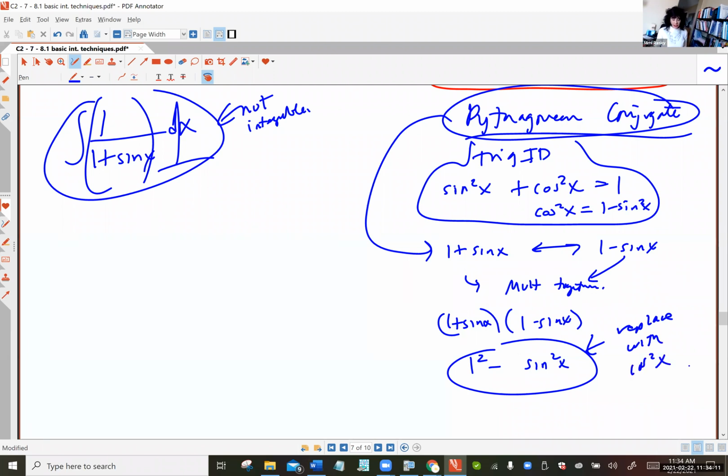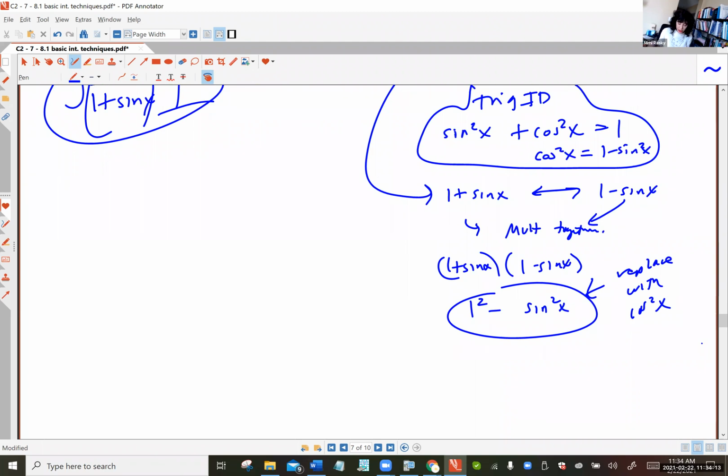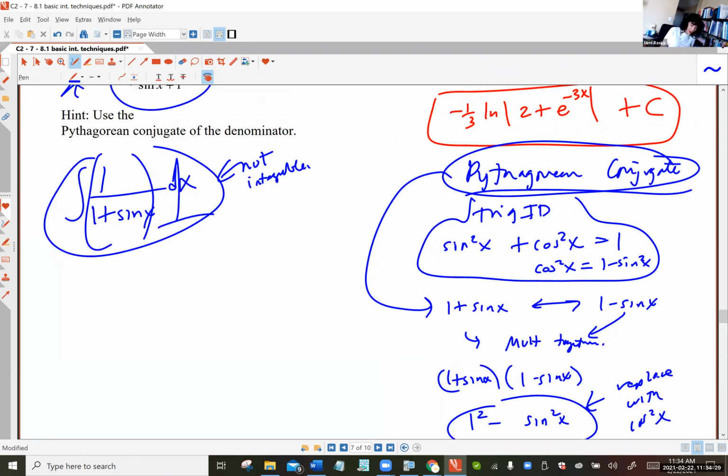Well, that's just nice. So let me just go over another Pythagorean conjugate. Let's just say, what's the Pythagorean conjugate of 1 plus cos? Well, his Pythagorean conjugate is 1 minus cos. Okay, so you can kind of get this idea of Pythagorean conjugates. Okay, fine. Now back to the problem.